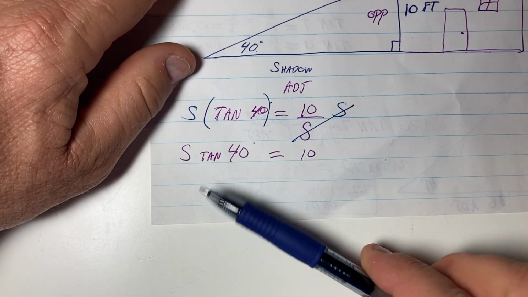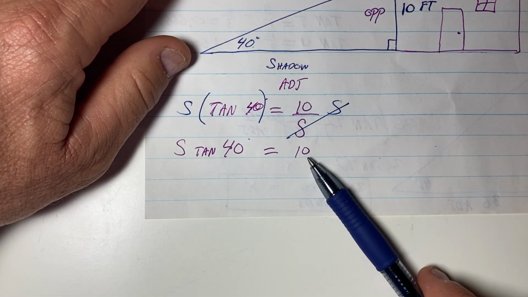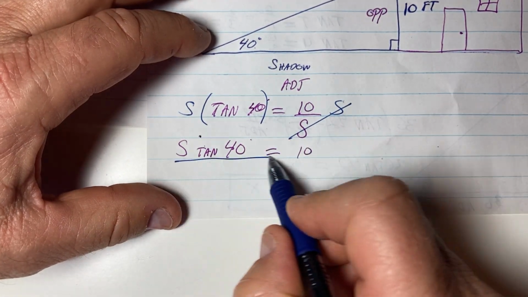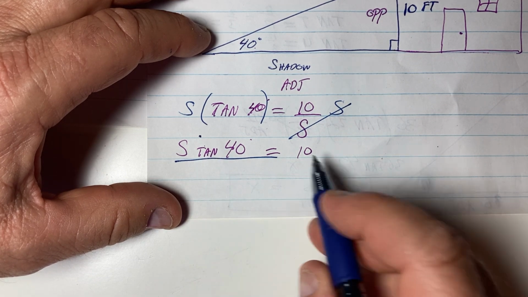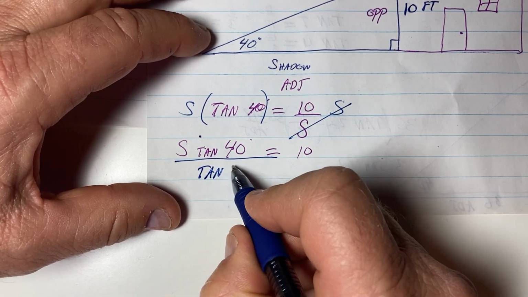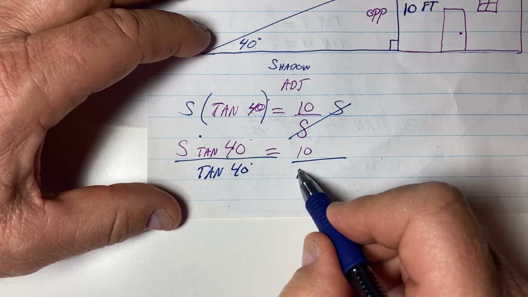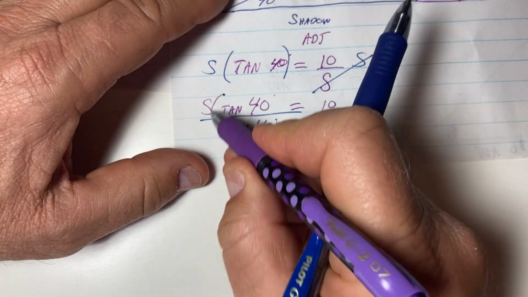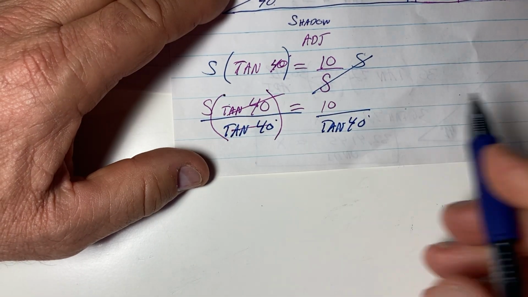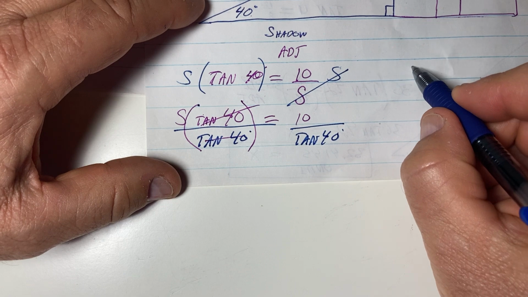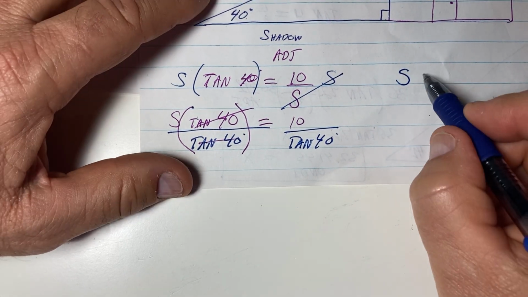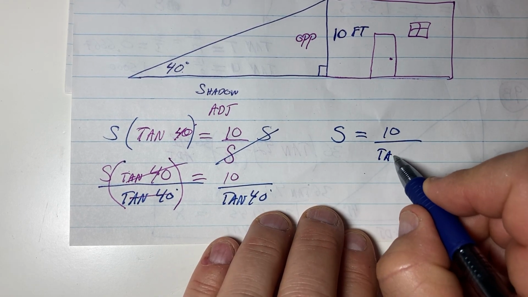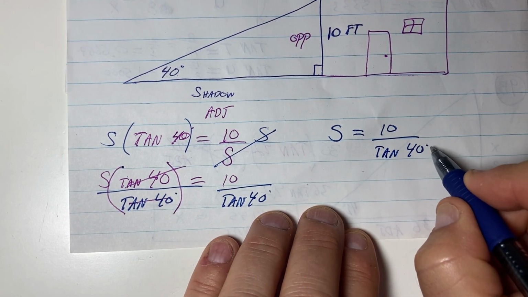But wait a minute, we still need to get this tangent of 40 to the other side. So we're going to divide both sides by tangent of 40. Those cancel. On the left side, you have the shadow. On the right side, you have 10 divided by tangent of 40 degrees.